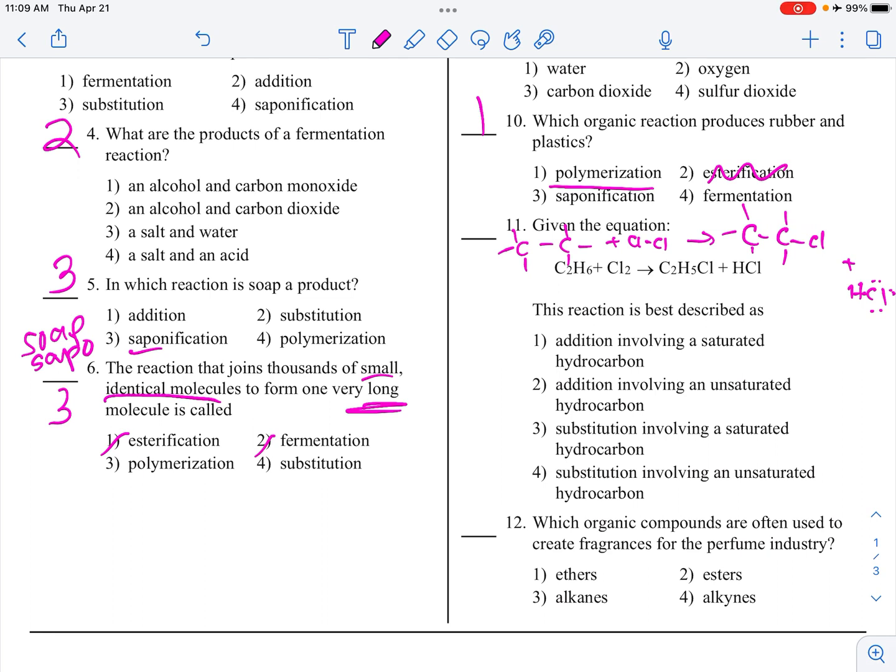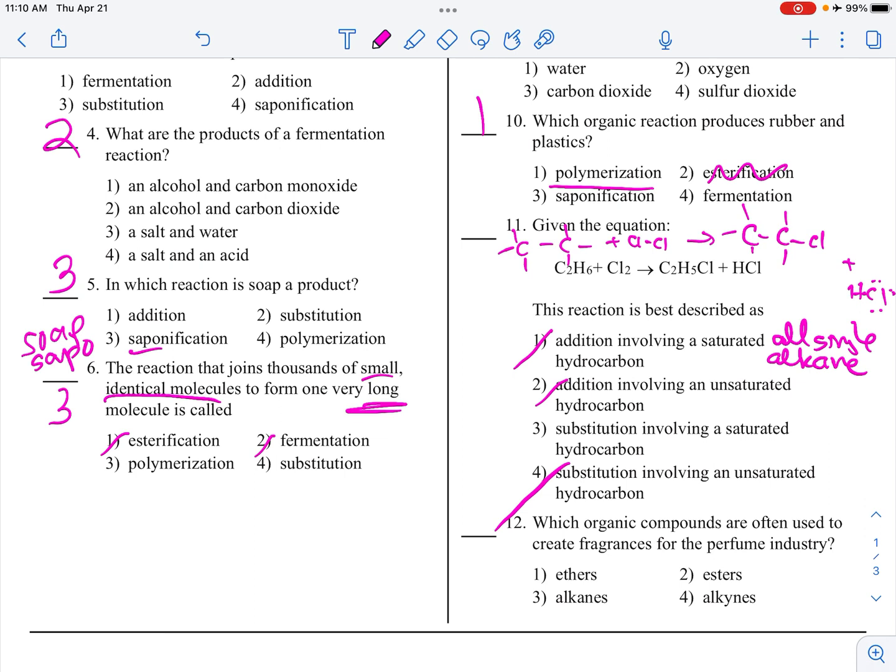So it looks like it's not addition, because addition would have one product. Saturated hydrocarbons are all single bonds, so this is an alkane. So it can't be an unsaturated hydrocarbon because it is an alkane. And it can't be a substitution with unsaturated because we have an alkane. So it's a substitution involving a saturated hydrocarbon.